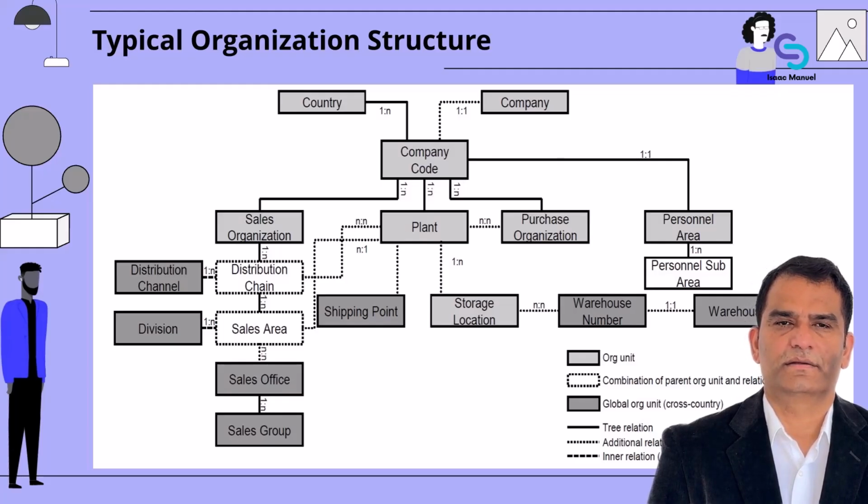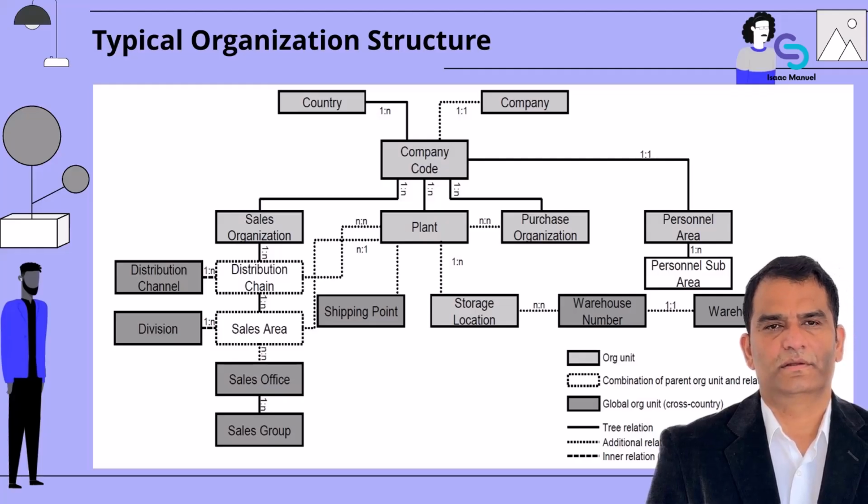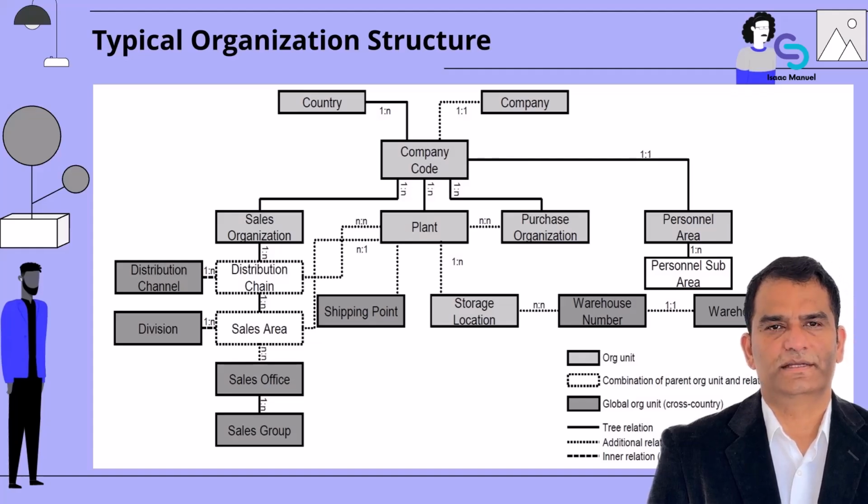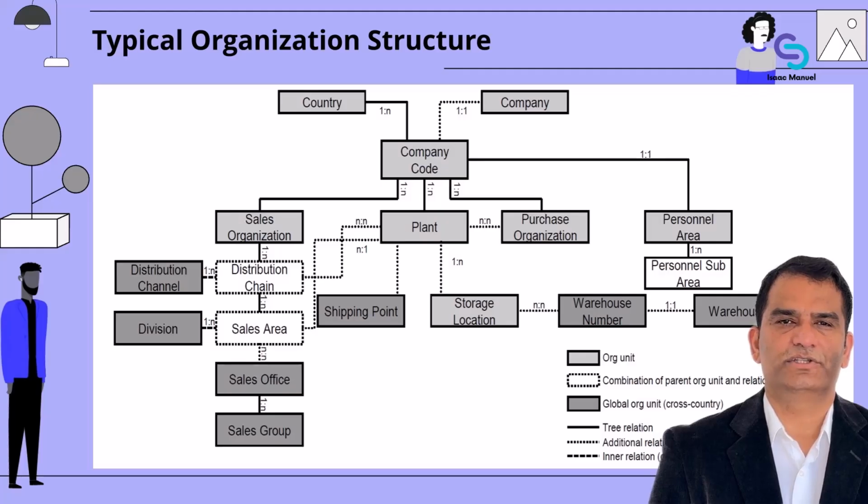Inside each plant, storage locations are set up to accurately track and manage stock movements. Think of these as dedicated spaces, ensuring your inventory counts are always precise and easily traceable. Procurement processes are driven by the purchasing organization, which manages supplier relations, purchasing strategies, and contract negotiations, ensuring that sourcing is cost effective and meets quality standards. This unit is essential for selecting reliable vendors and optimizing procurement expenses.